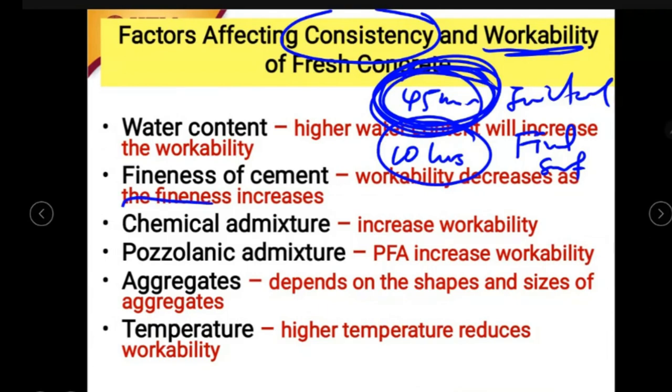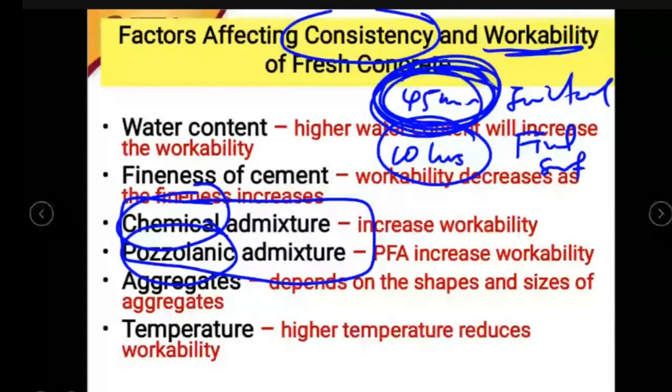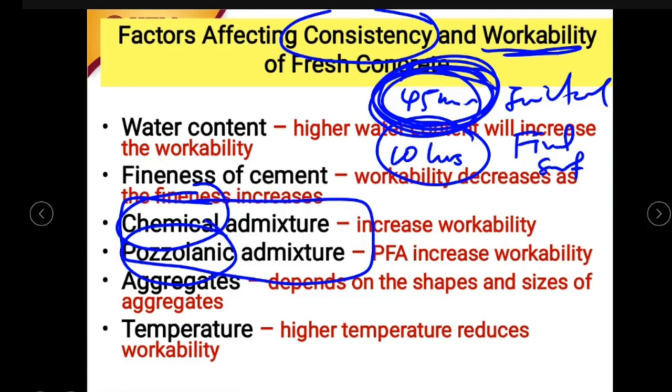Here you can see admixtures. Actually, there are two types of admixtures: one is the chemical admixture and another one is the pozzolanic. So what is the difference between these two? Any idea? Anyone have any idea on what is pozzolan? Chemical admixtures, I believe everyone knows. Superplasticizer is a chemical admixture, correct or not? Because it is made from formaldehyde. And then pozzolanic admixture, what is pozzolanic admixture? What is meant by pozzolanic? Anyone? Faiz?